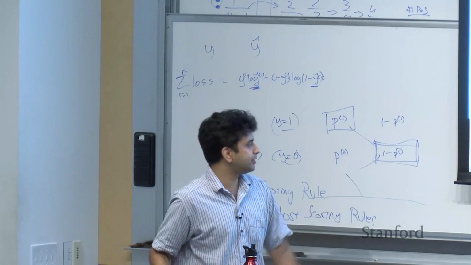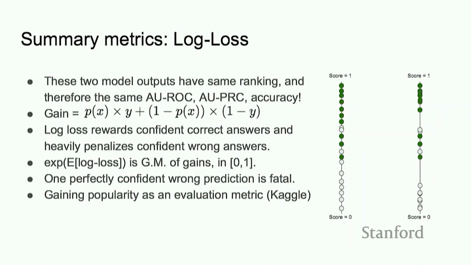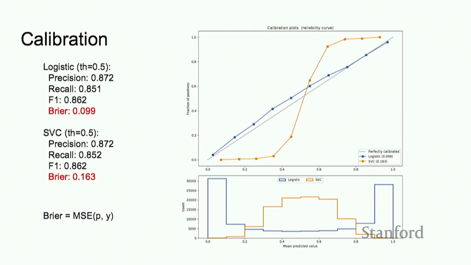So this is an example of a proper scoring rule, and we saw proper scoring rules in the maximum entropy lecture as well. Right? So that's log loss, which brings us to this concept of calibration. Calibration is when the predicted probabilities match the real world occurrence or frequencies. So in this case, we have two models on the right. The blue line corresponds to the calibration curve of a logistic regression model, and the orange line corresponds to the calibration curve of a support vector classifier, a support vector machine.